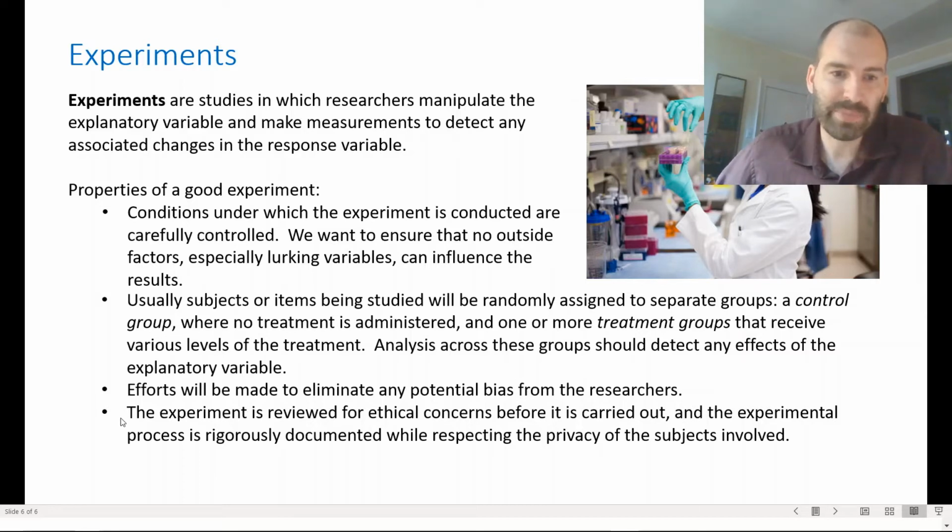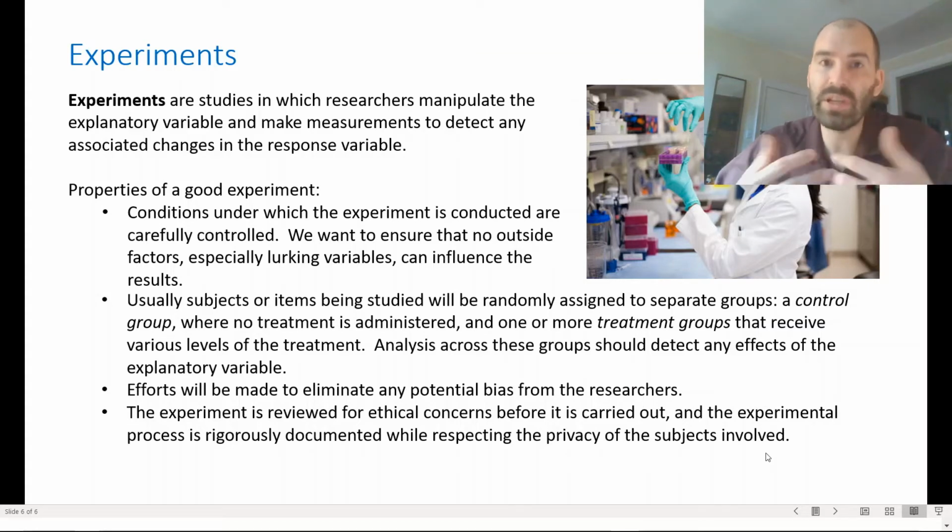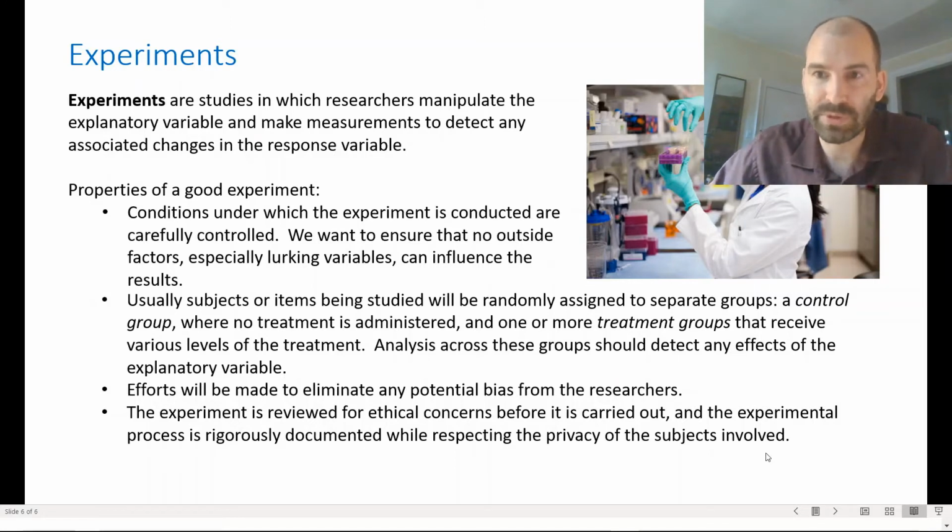And then finally, the experiment is reviewed for ethical concerns before it's carried out, and the experimental process is rigorously documented while respecting the privacy of the subjects involved. So if we do an experiment, we always want to make sure that we aren't violating any ethical principles. And this is particularly relevant when we experiment on animals or humans, right? We have to be very careful about that.